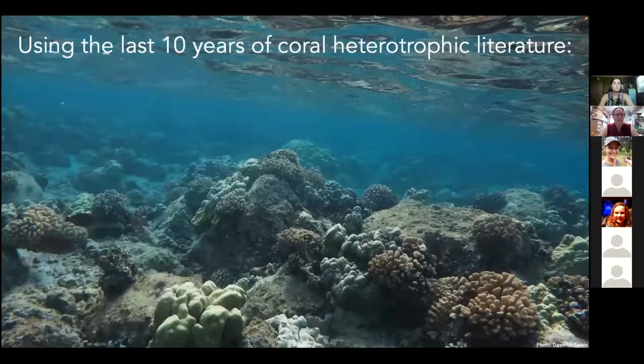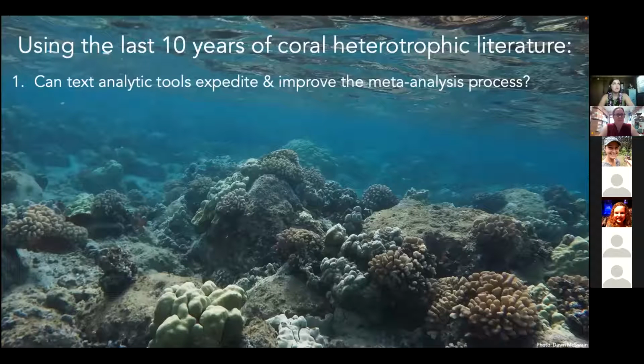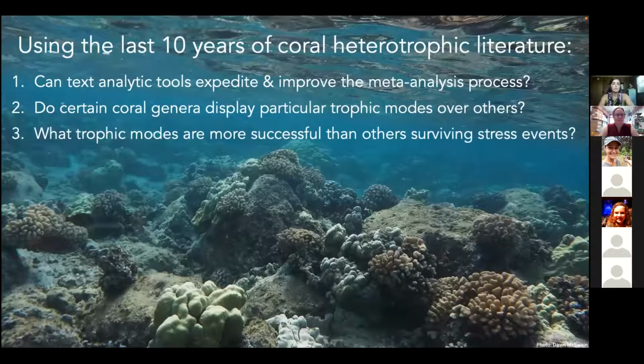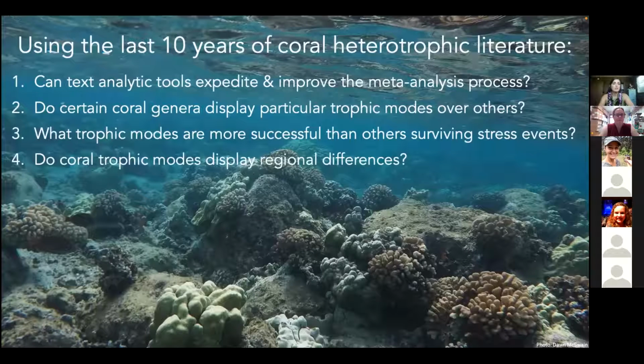So using the last 10 years of coral heterotrophic literature, I wanted to answer a few questions. First, can text analytic tools expedite and improve the meta-analysis process? Second, do certain coral genera display particular trophic modes over others? Third, what trophic modes are more successful than others at surviving stress events? And fourth, do coral trophic modes display any regional differences?